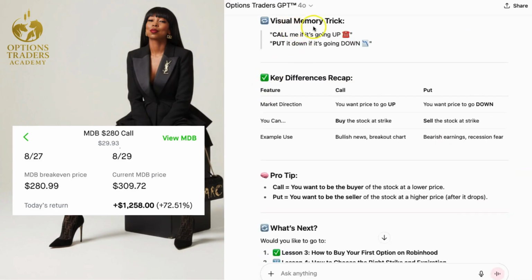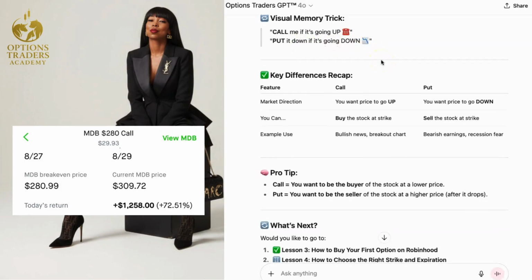So, a visual memory trick. Call me if it's going up. Put it down if it's going down. That's cute. That's a good way of remembering it. Call me if it's going up. Put it down if it's going down.